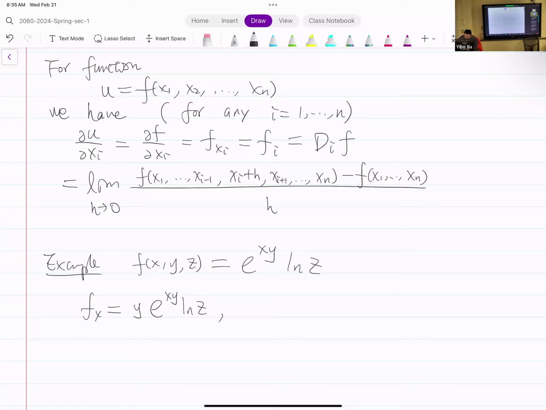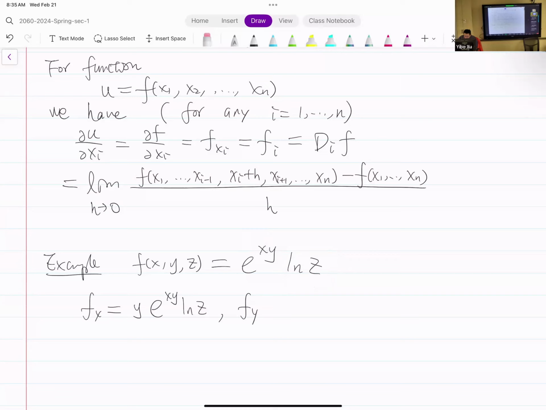Okay, so now let's look at x of y. It's gonna be really similar. So now when we're doing the partial with respect to y, I'm gonna treat x as constant, ln of z as a constant. So this is a constant times e to the some constant times y, right? So it's the same idea.